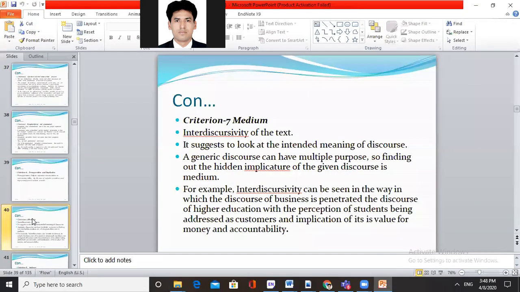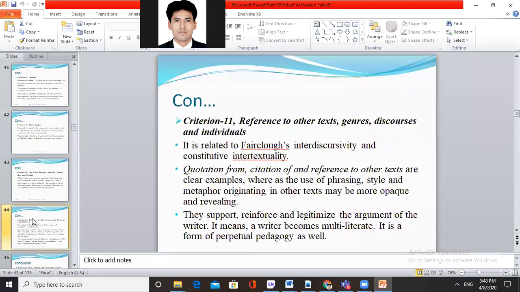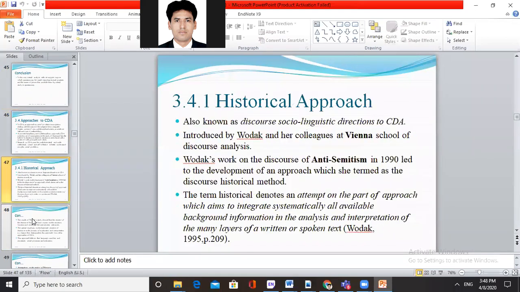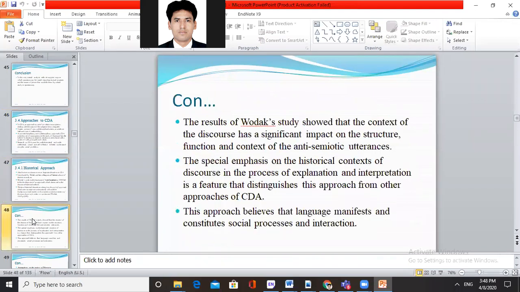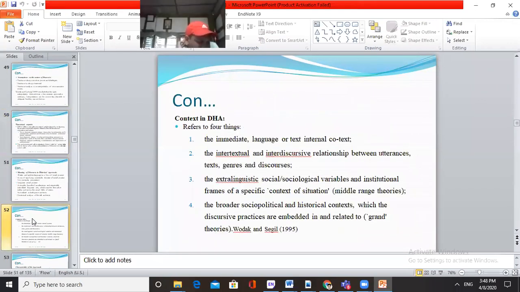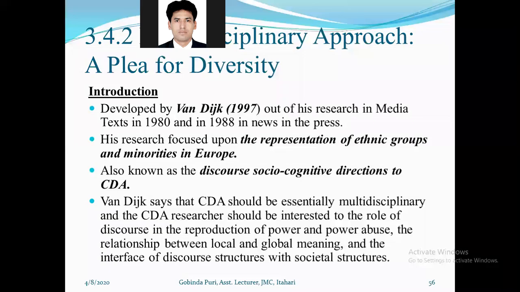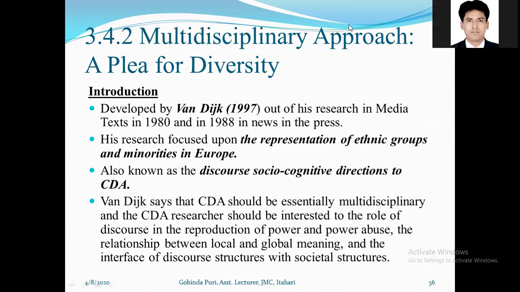I talked a lot about this methodology, criteria, and approaches. I discussed the historical approach, and we got very detailed information about it. Okay, no problem. You can just see over here very quickly. As time permits, I will show you the multidisciplinary approach. So you can just see here. I will check your key also.